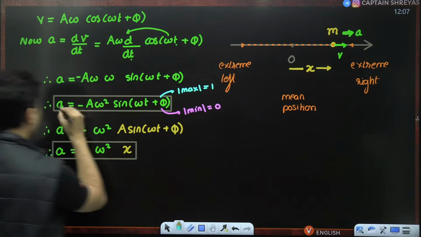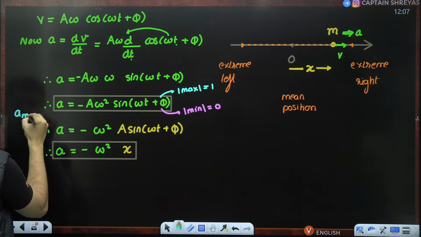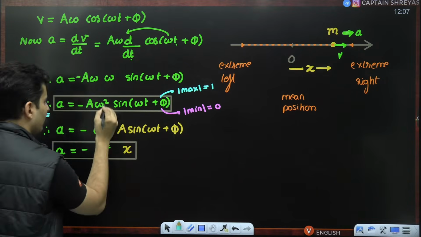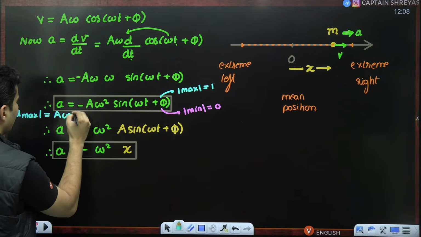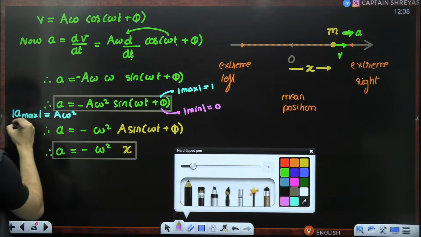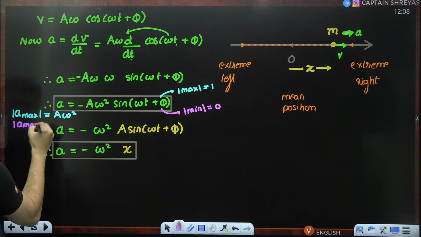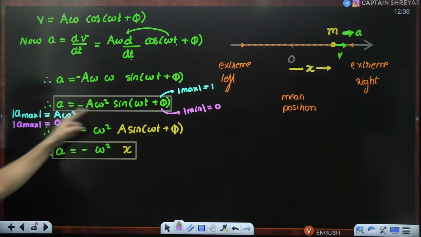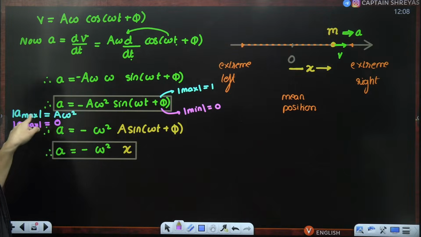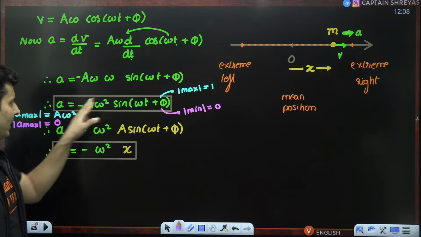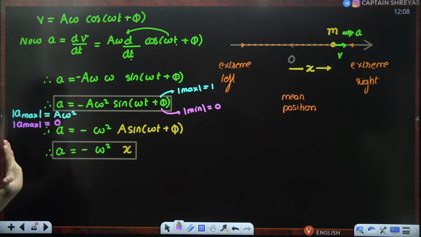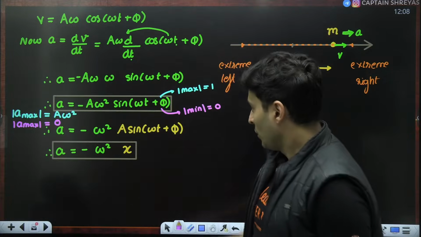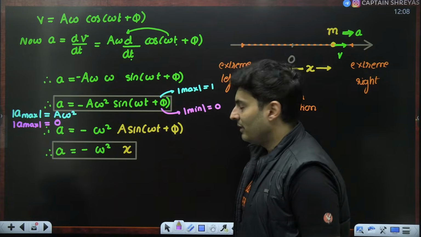So if you ask me, where is the acceleration's magnitude going to be maximum? The maximum value will be A omega square, and the least magnitude of the acceleration will be 0, because the least value of sine is 0, and 0 into anything is 0. Maximum value of sine is 1, and 1 into A omega square will be A omega square. So where will it be 0? Where will it be maximum? Don't go from this, go from this equation. It will be very obvious.